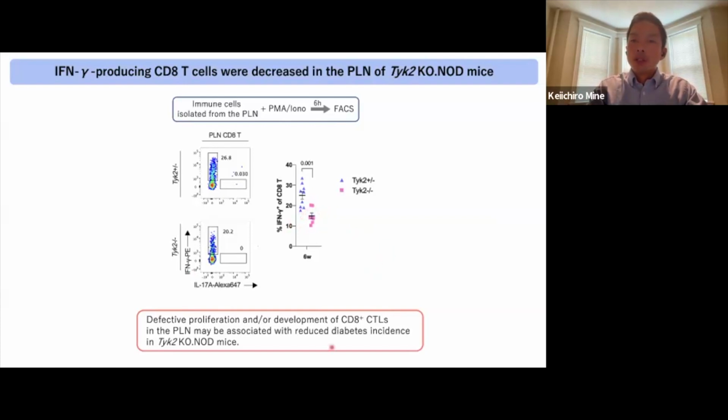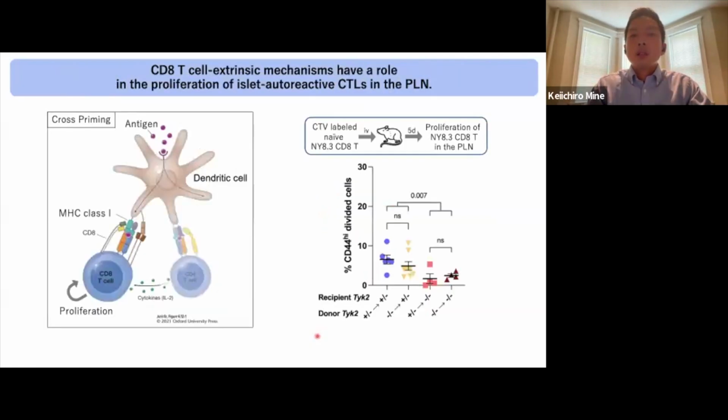These results suggest that the defective proliferation and/or development of CD8 positive cytotoxic T lymphocytes in the pancreatic lymph node are associated with reduced diabetes incidence in TYK2 knockout NOD mice. So next we focused on CD8 T cells and performed transfer experiments using islet-specific antigen, IGRP-specific CD8 T cells.